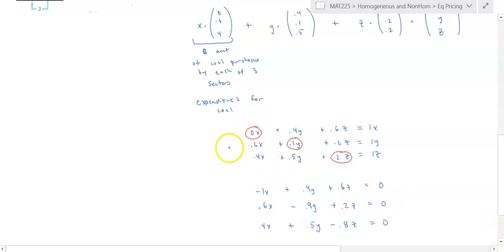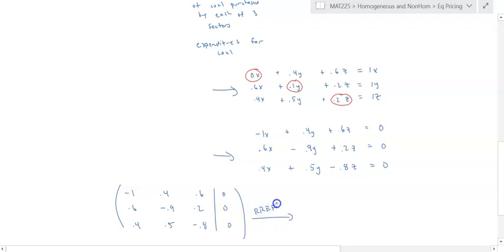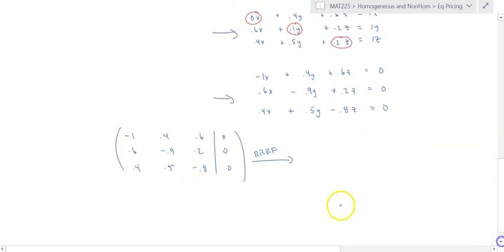Now, since we have our system set up, we can produce our matrix: -1, 0.4, 0.6, and 0, 0.6, -0.9, 0.2, and 0, 0.4, 0.5, -0.8, and 0. And now we're going to reduce the system. Notice this is a homogeneous system. So it will have either one of two things.